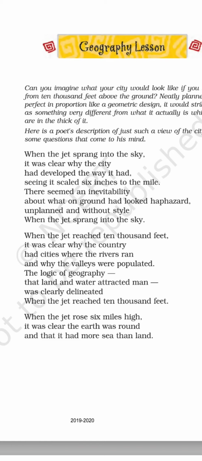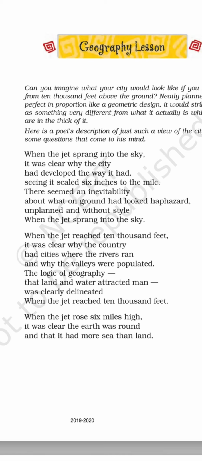So this land and water attracts human beings. It is clearly seen from 10,000 feet height. So that's why we all prefer to stay in plains. That's why the river plains are the densely populated areas in the world. Okay, which geographic area do we prefer to live in? That is river plains.